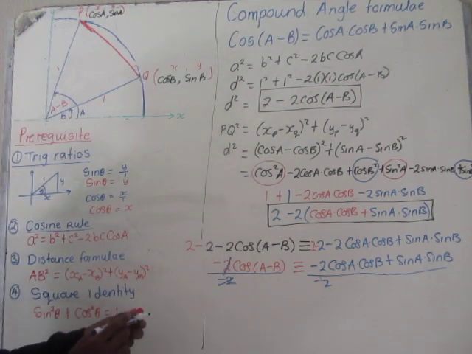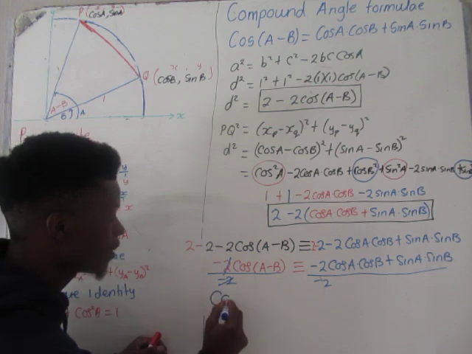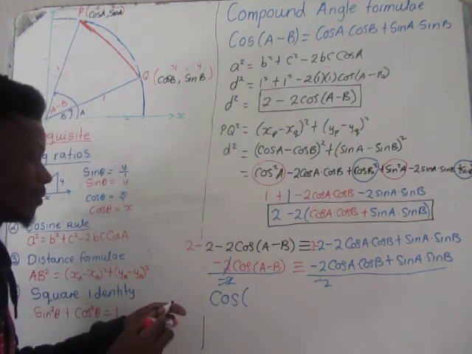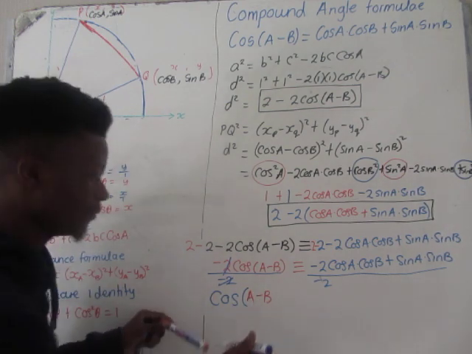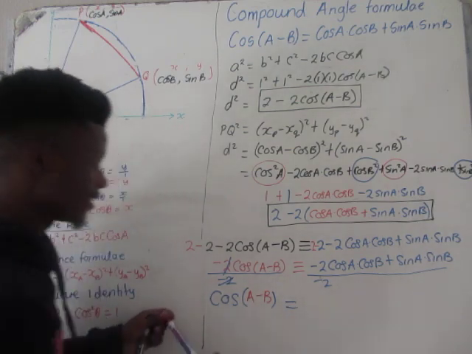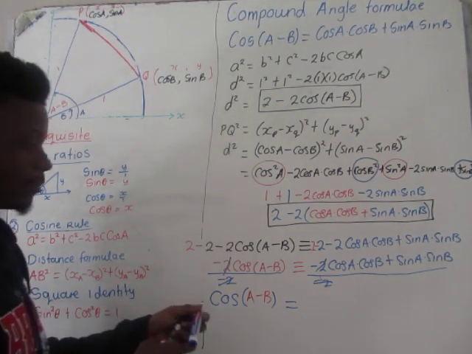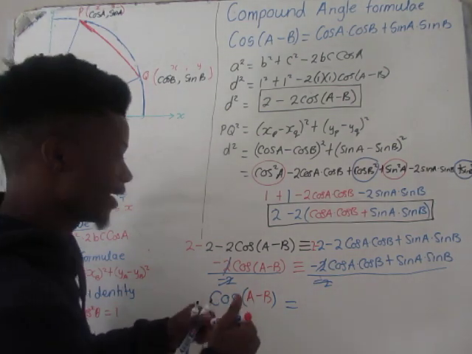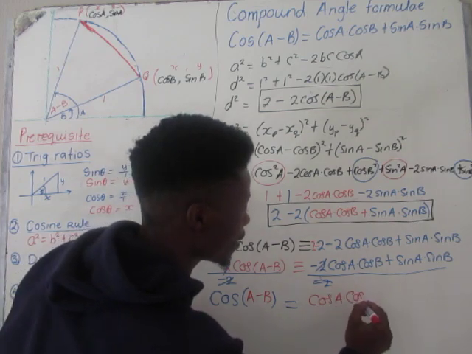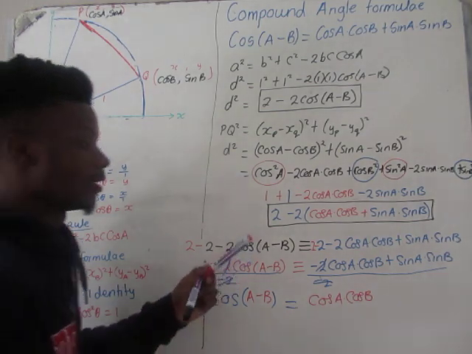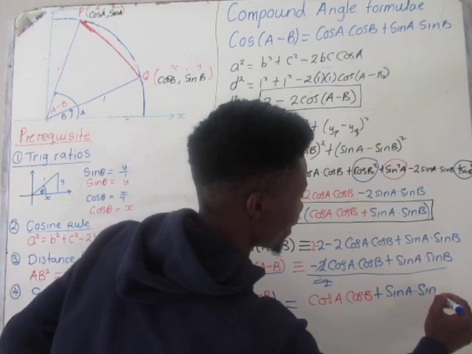Negative 2 cancels with negative 2 and I'm left with cos, open bracket, angle A minus B, is equal to, or is identical to, and now negative 2 cancels with negative 2, so we now have cos A times cos B plus sine A times sine B.